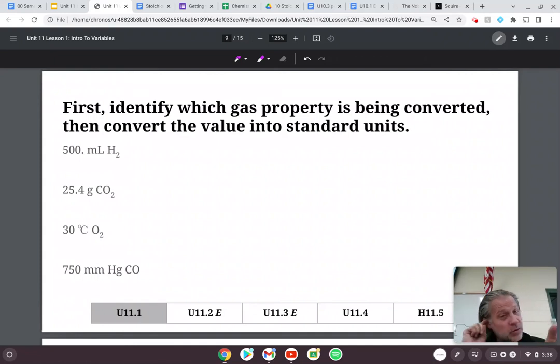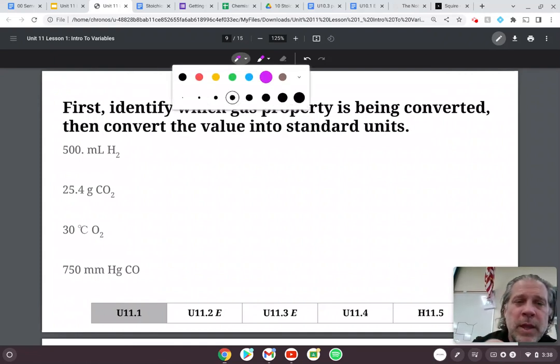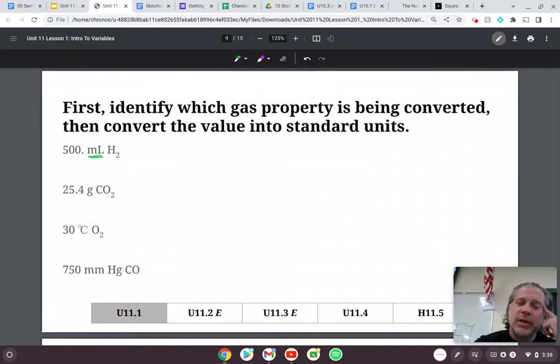Okay, so we're going to have to do a little bit of going back and forth here. But first of all, the first one is 500 milliliters of H2. ml, milliliters, tells me that the unit is going to be a volume unit. Think about when you get a bottle of water, it's like 500 milliliters or something like that. That's how you think about it as volume. So milliliters always tells you that you have volume. So now that one we're going to convert to the standard unit.